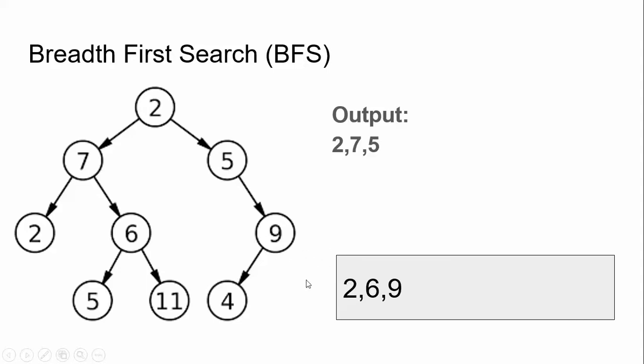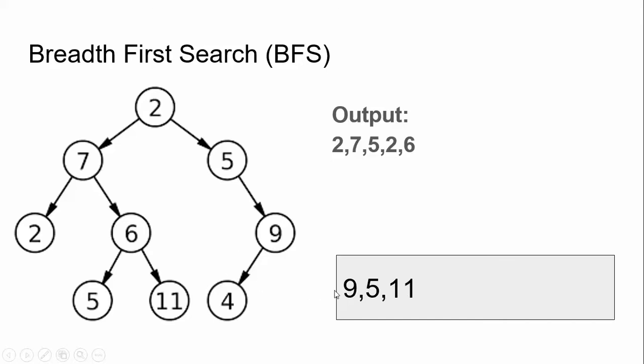Repeat. Pull out the 2, put its children into the queue. It doesn't have any, so we're done. Okay, pull out the 6, dequeue the 6, and then print it, and then put the children of the 6 into the queue. So 5 and 11 are now in the queue, and I just keep repeating.